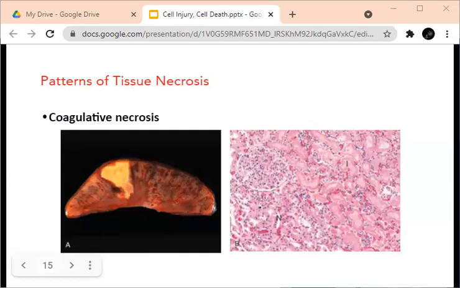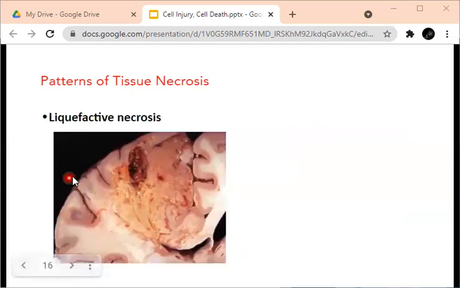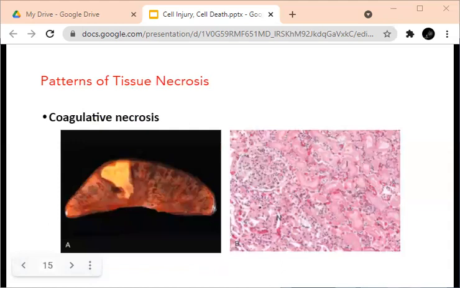And the second pattern is the liquefactive necrosis. Again, usually this coagulative necrosis is secondary to hypoxia. Okay? This is usually secondary to hypoxia. For example, in myocardial infarction, okay, or renal infarction. So that is secondary to hypoxia or ischemia, all right? So remember that, ha. Pag coagulative necrosis, ischemia sa heart and ibang organs, actually that is coagulative necrosis.